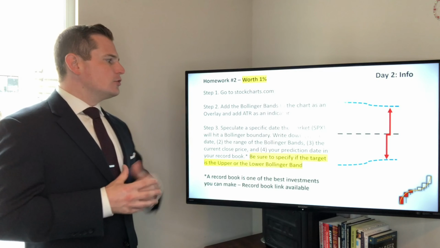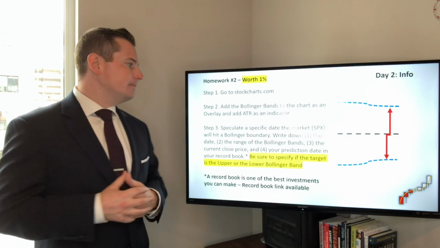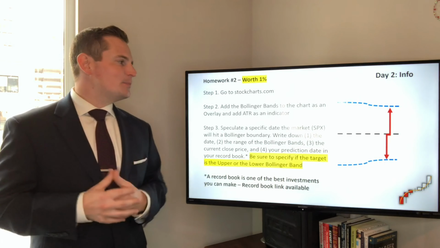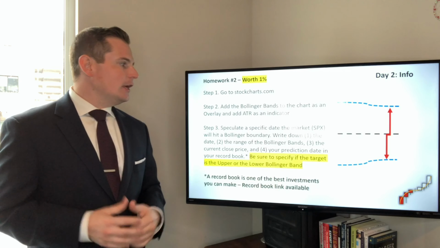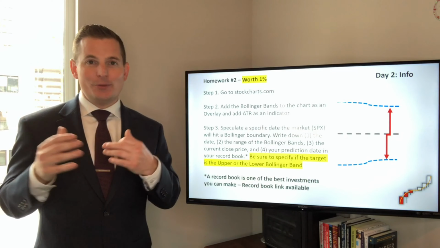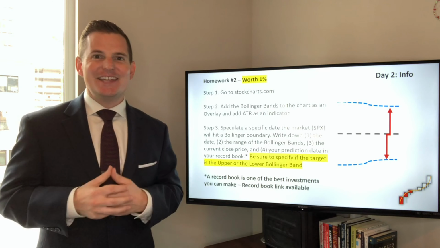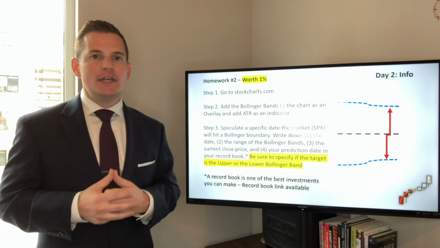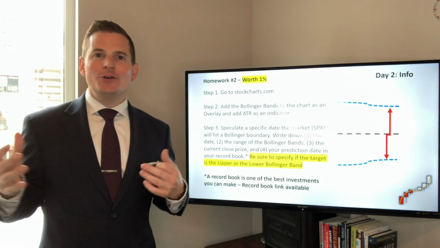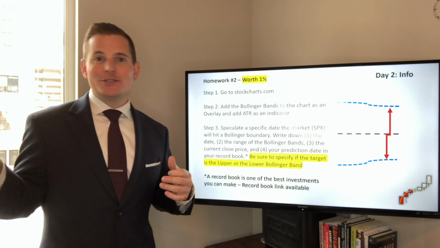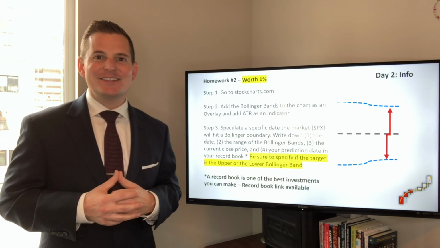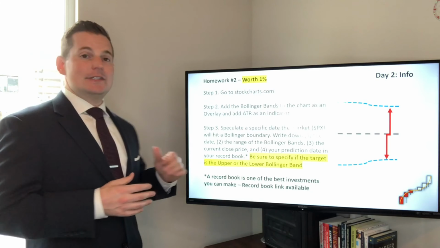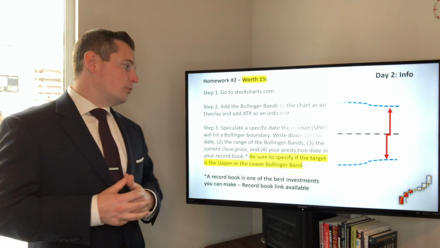Next, you're going to want to speculate a specific date that the SPX, the S&P 500, is going to hit one of the Bollinger Bands. And hopefully it's a day where it's not already touching one. But if it is, just still guess when it's going to hit one, because tomorrow it might already be back to the moving average, right? Okay, so you're going to want to write down today's date. It's really important. You're going to want to date it.